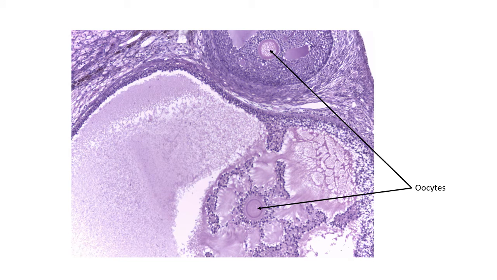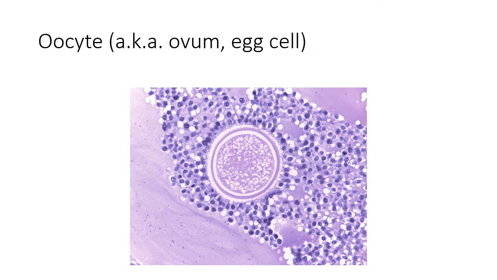Here's just a couple of other examples. So again, we have a close to mature follicle here, the mature follicle here. You can see those oocytes in the middle. And here is a close-up, very high-power view of that oocyte or egg cell. And it looks really grainy, and that's because the chromatin is all unwound because it's busy working on meiosis. So it's a pretty busy cell in there.